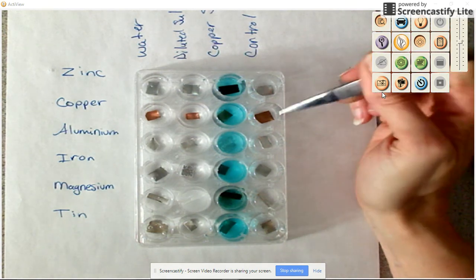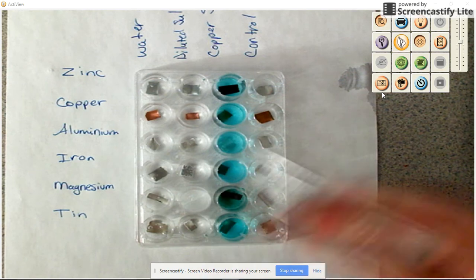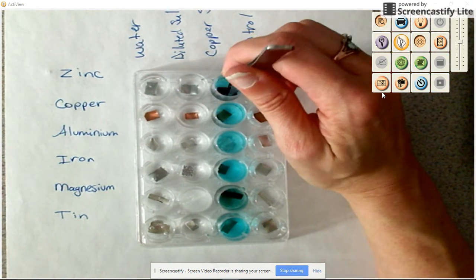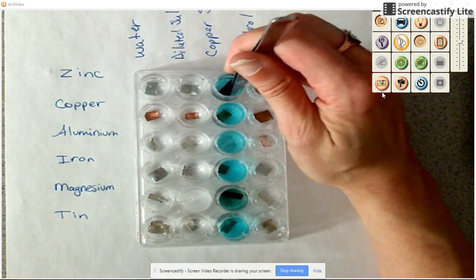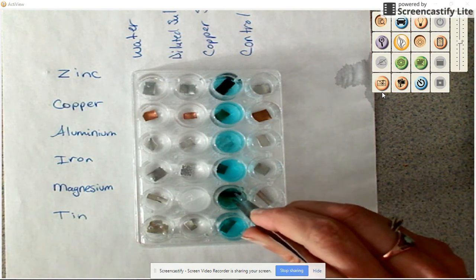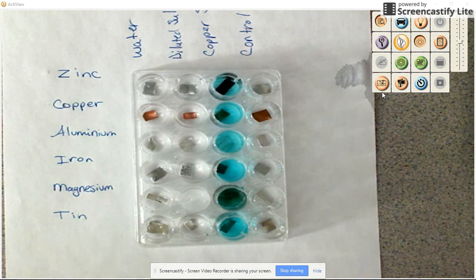Bubbles. So some of the reactions are really slow, and some of them are a little bit faster, and some of them are much faster. What's really cool is when you look at zinc in the copper sulfate, it's turned black. Magnesium has also had a color change. It's definitely getting darker. Definitely bubbling.